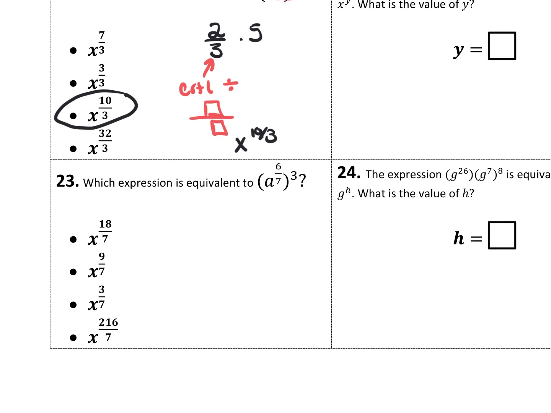Do the same thing again for 23. 6 over 7 times 3. It's going to make a to the 18 over 7, which should make the first one.